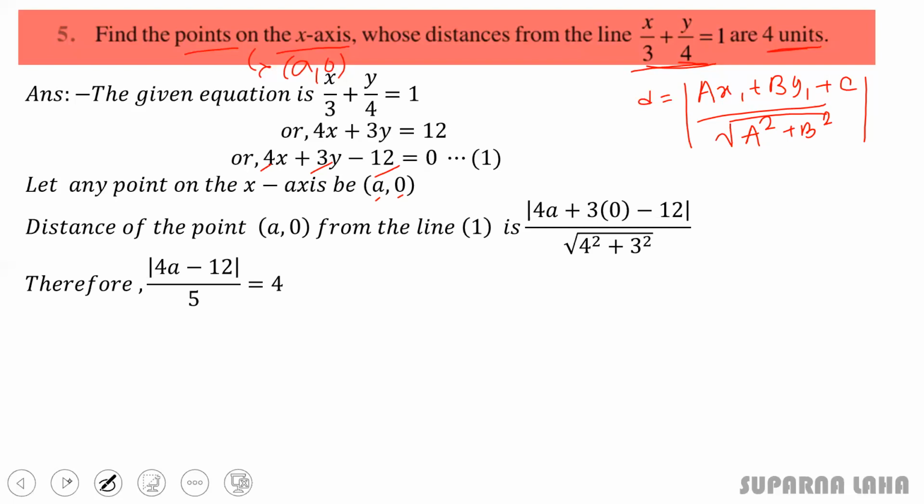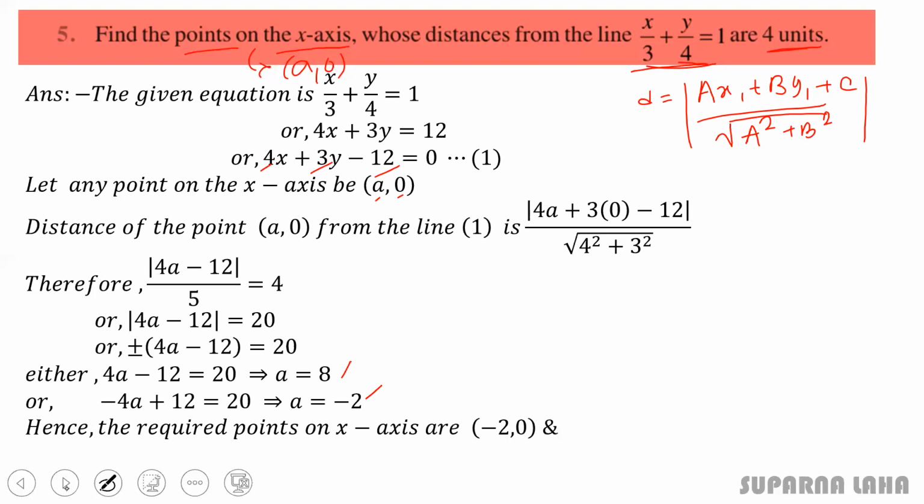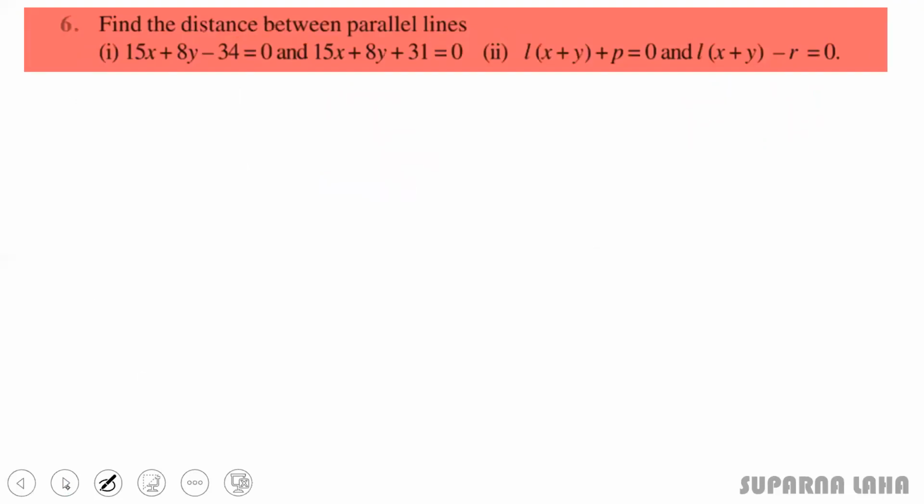Now since mod is used, two cases can arise, one positive, one negative. If we take the positive sign, then 4a minus 12 equals to 20, that is a equals to 8, or minus 4a plus 12 equals to 20, that means a equals to minus 2. Clear? Now these two values of a are coming, so the point is 8 comma 0 or minus 2 comma 0 on the x-axis whose distance from the line is 4 units. So this is your answer. Moving to the next question, question number 6.